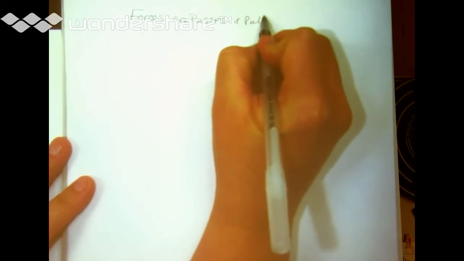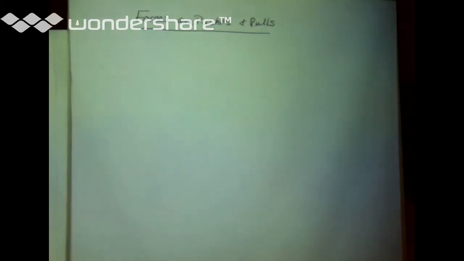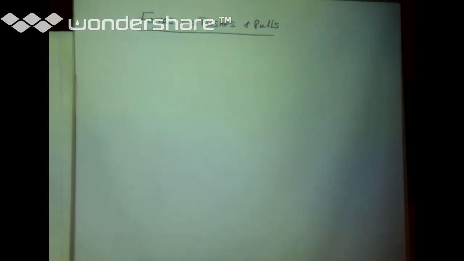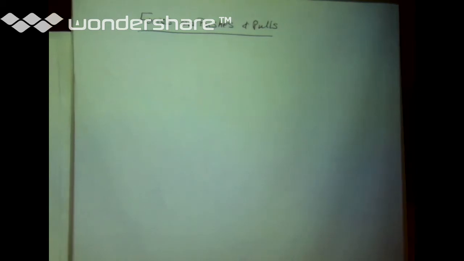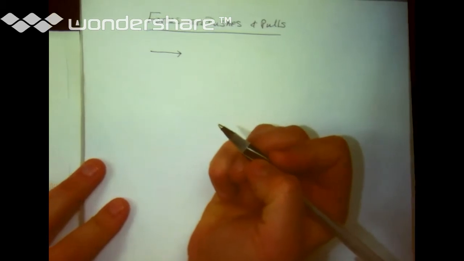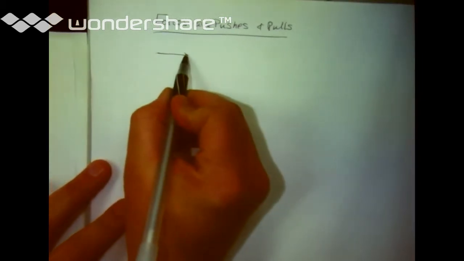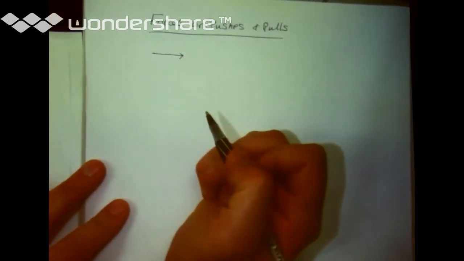So forces are pushes and pulls. A force is anything that is going to be a push or a pull. And forces have direction. It matters what direction you're pushing or pulling, and forces have size. It matters how hard you're pushing or pulling. And we use vectors or arrows to represent a force. So the length of the arrow is the size, and the arrowhead shows the direction.